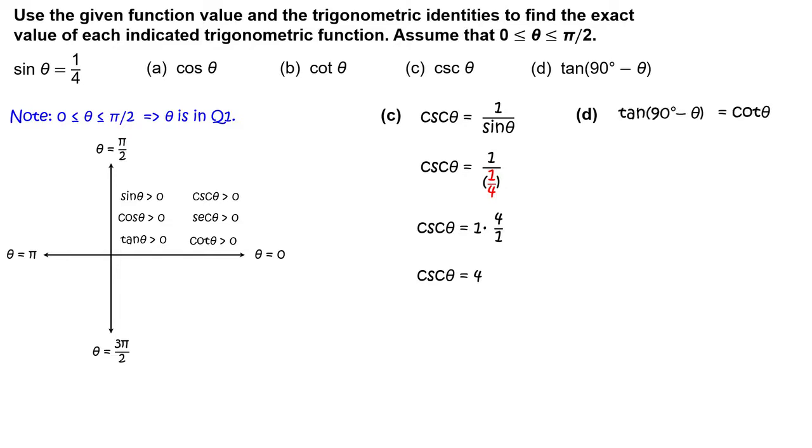Part D. First, write the cofunction identity. Tangent of the quantity 90 degrees minus theta equals cotangent of theta. Next, substitute the square root of 15 for cotangent of theta. You will get tangent of the quantity 90 degrees minus theta equals the square root of 15.